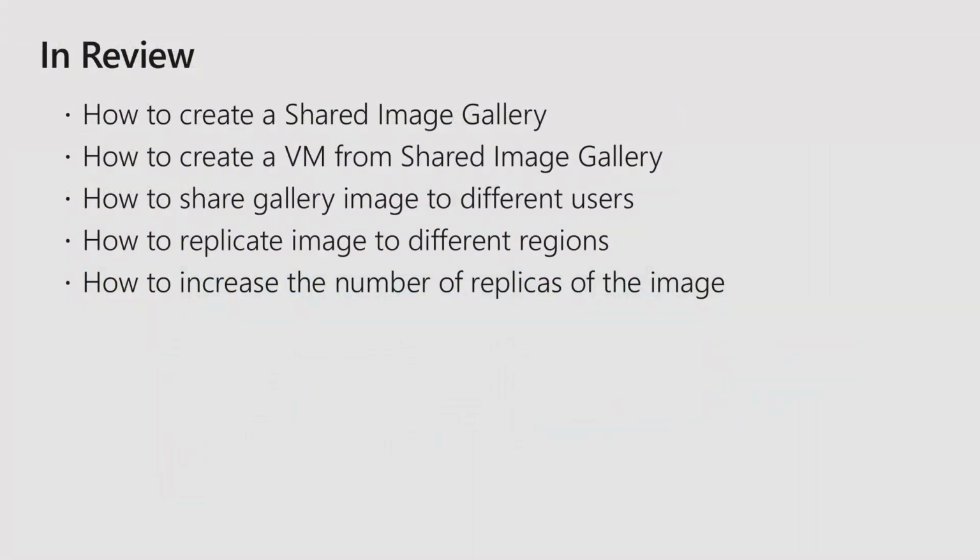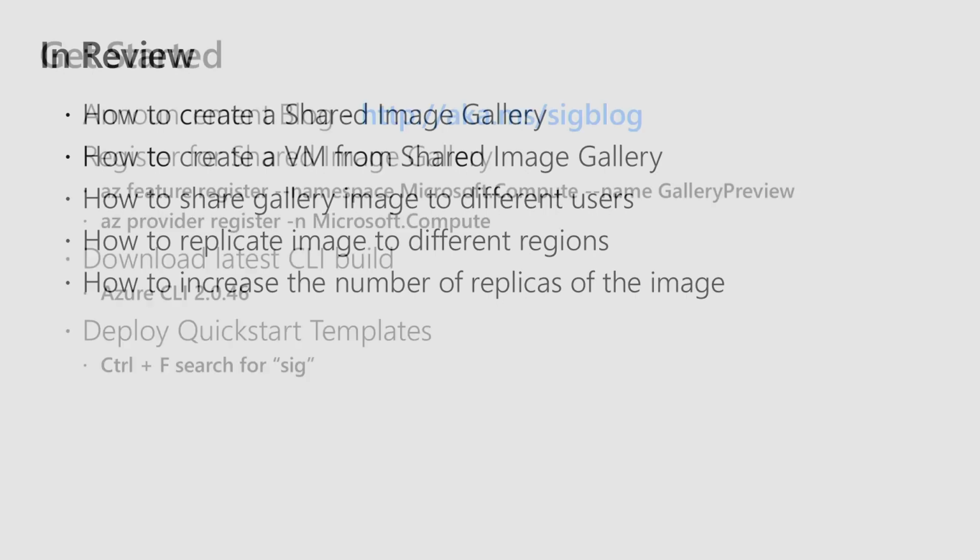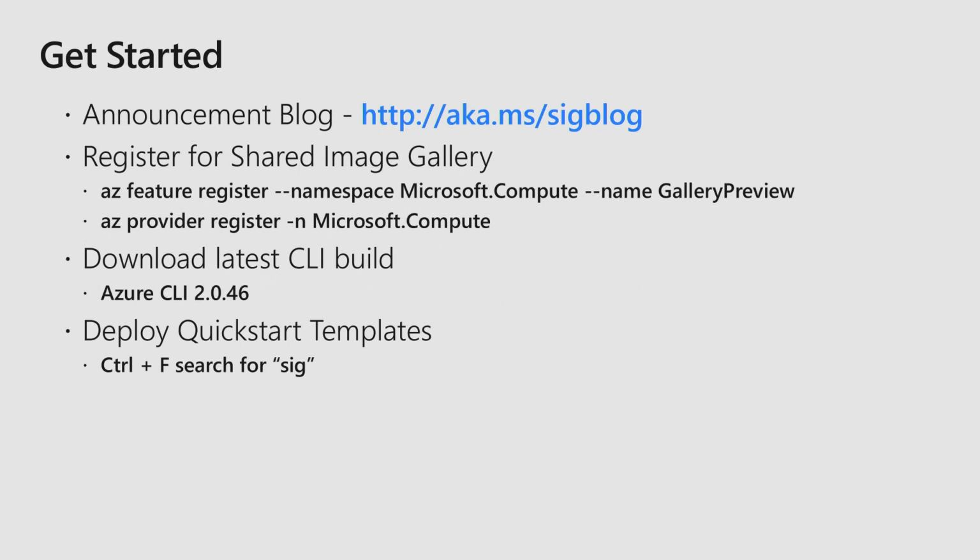So just to quickly review, what we've seen today is how to create a shared image gallery, how to create a VM from a shared image gallery, how to share a gallery with different users, how to replicate your image to different regions, and how to increase the number of replicas on your images. To get started, our announcement blog goes live tomorrow. That is going to have the entire getting started guide as well as all the pretty pictures I showed you. Since this is a preview feature, we're announcing public preview. You can get started and register for that feature today.